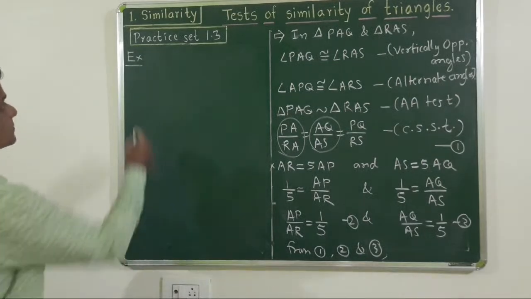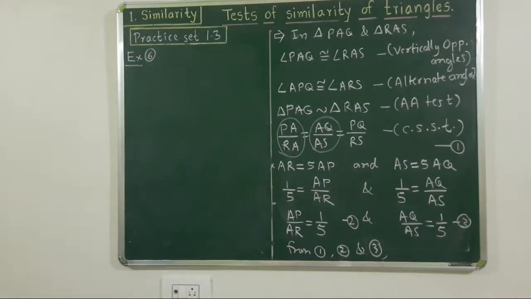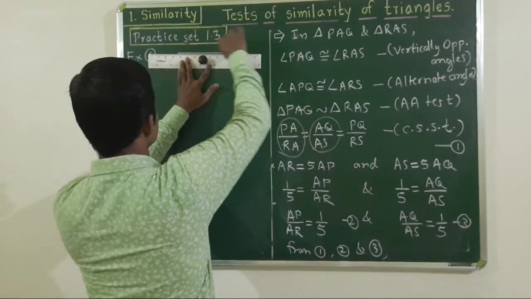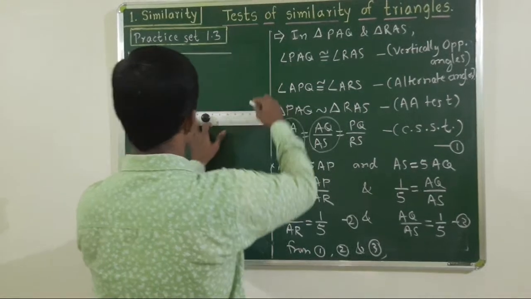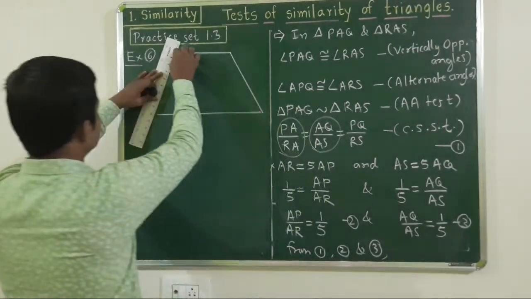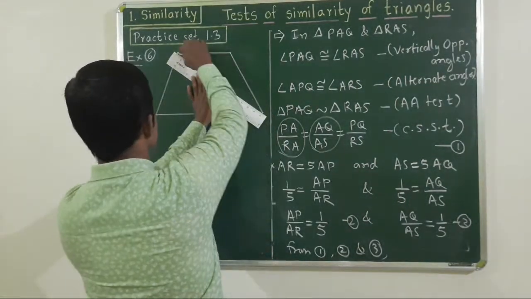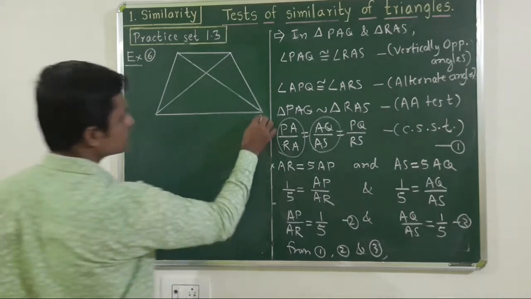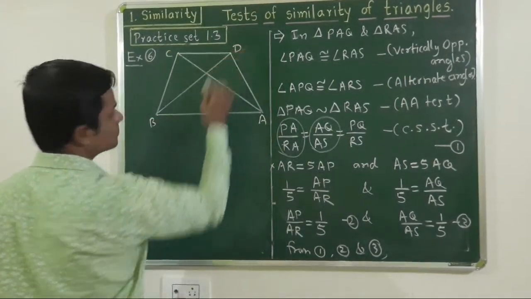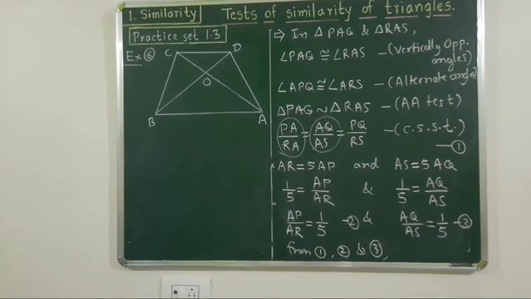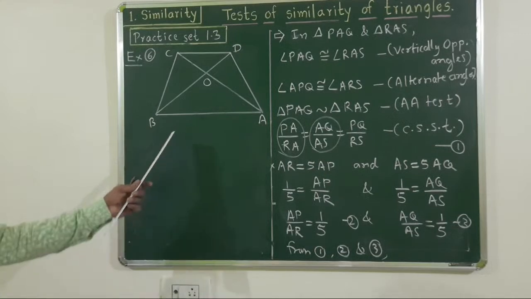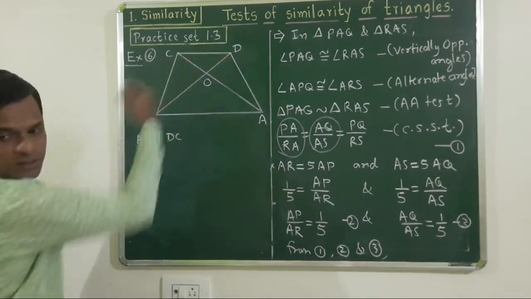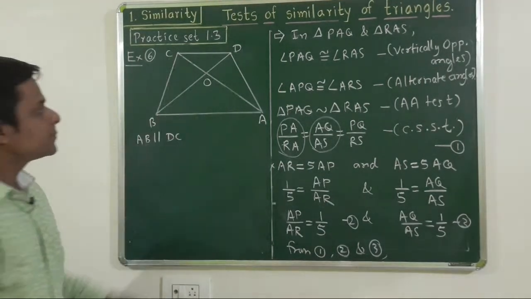Move towards example number 6. Again, there is one trapezium. In this example, quadrilateral ABCD is a trapezium in which AB is parallel to DC. Diagonals AC and BD intersect in point O.